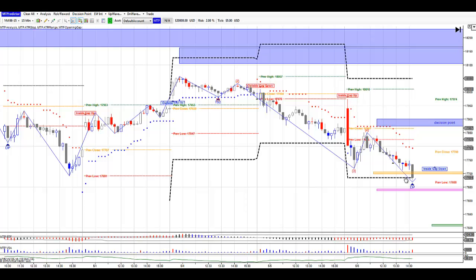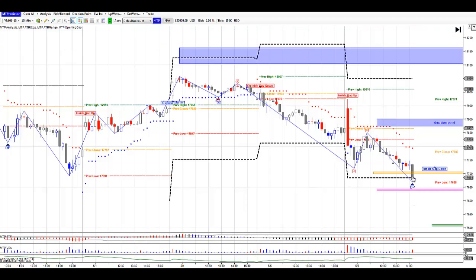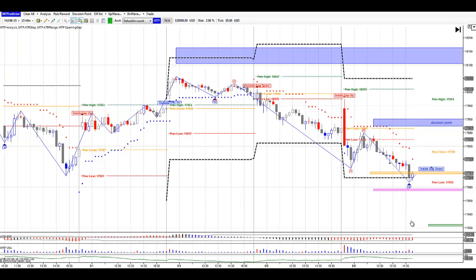Let me just remove this level here. This is our next. So in other words, if this level gives way, this is our target. So that's a decision point continuation trade. Now the software here generated a buy signal. Here's the first blue buyer's candle. This is now telling us that buyers are overcoming sellers in our support area.